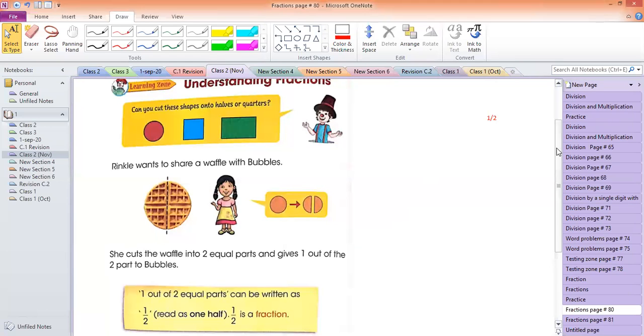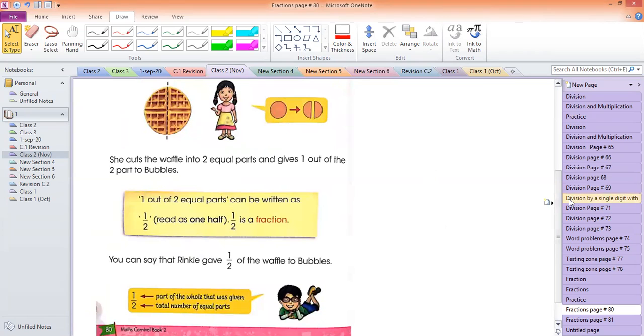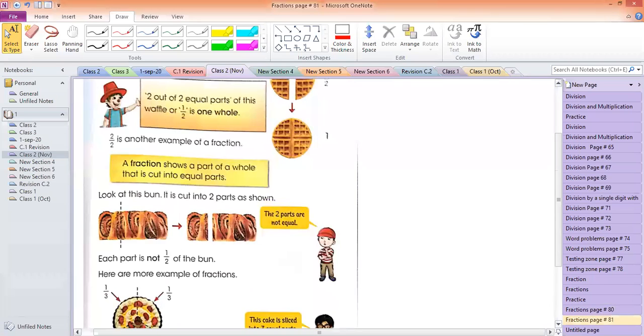We have already studied that. So again, this 1 is the part of the whole that is going to be eaten by either Wrinkles or Bubbles, and this is showing the total number of equal parts. That means the denominator. Up to here, any problem, guys? No. Very good, very good. So move to the next page, page number 81.